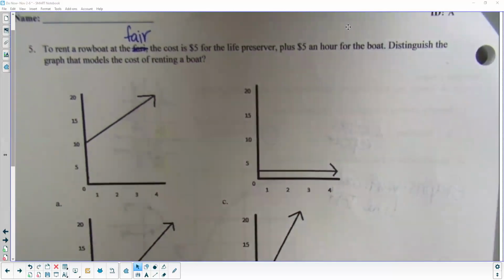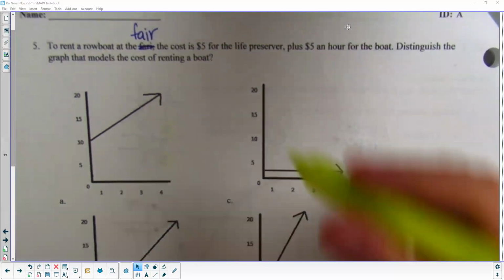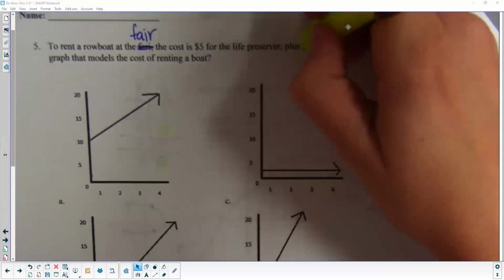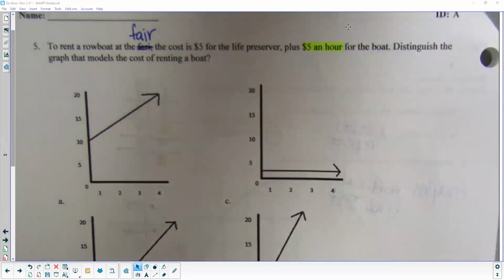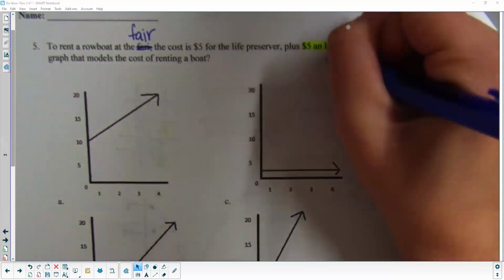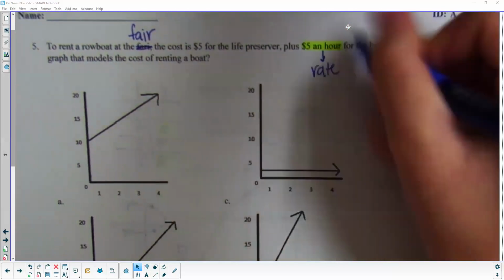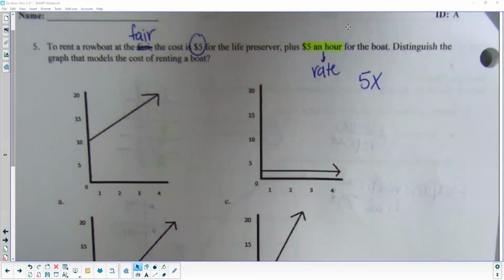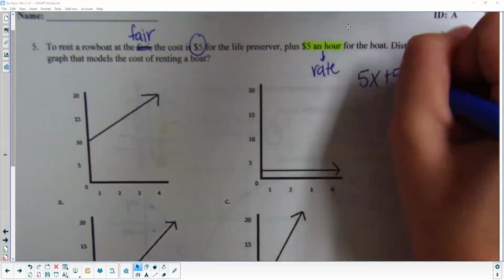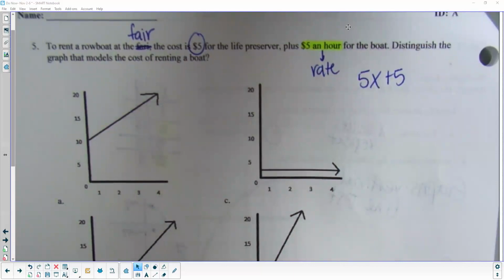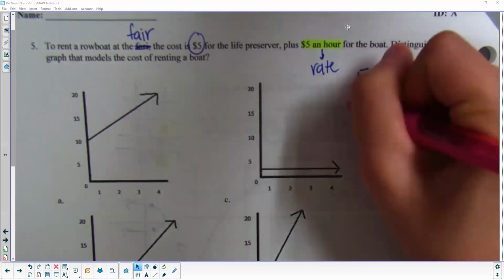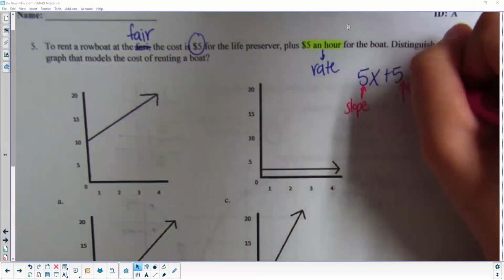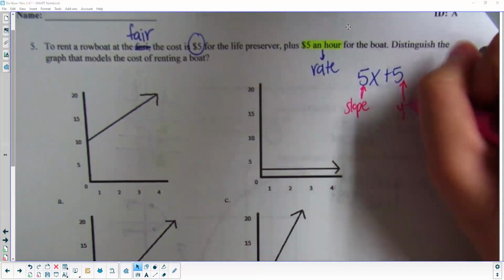So I need something that repeats, something that happens more than once, something that happens repeatedly. $5 an hour means that it happens repeatedly, meaning it's going to be my rate. It's going to be 5x. And then I have $5 just for the life preservers. That's going to be 5x plus 5. Now, here I'm looking for a slope. That's my slope, 5, but I'm also looking for a y-intercept of 5.